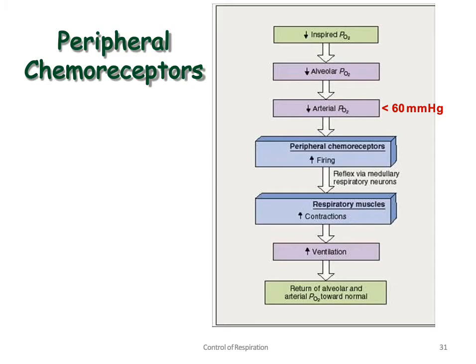I just want to make a point here. The peripheral chemoreceptors only have a significant effect when the partial pressure of oxygen is less than 60 millimeters of mercury.